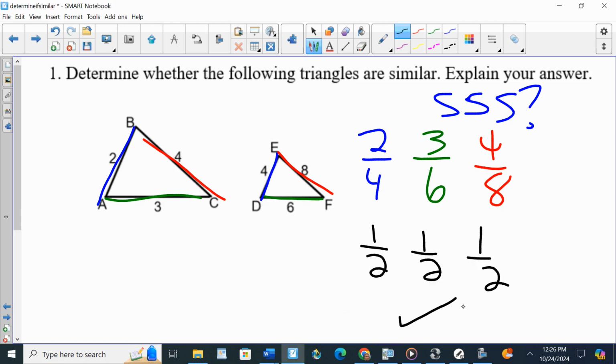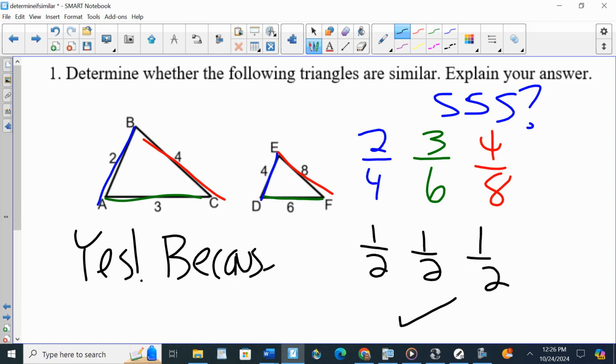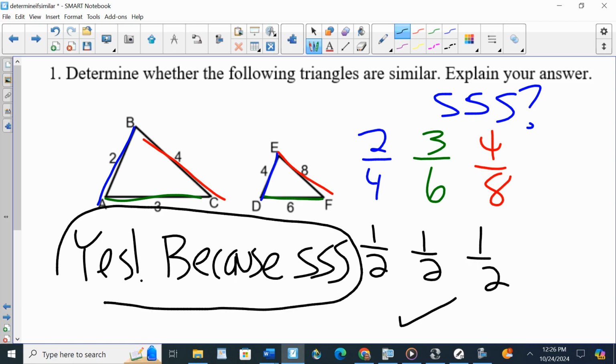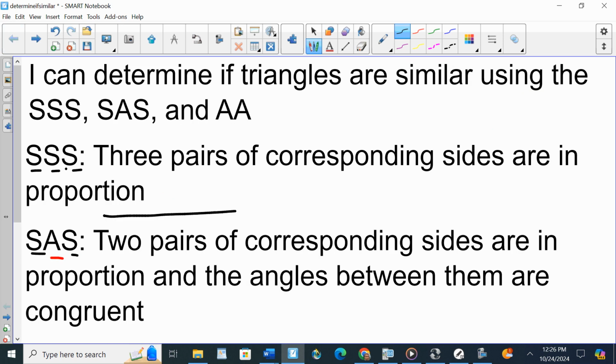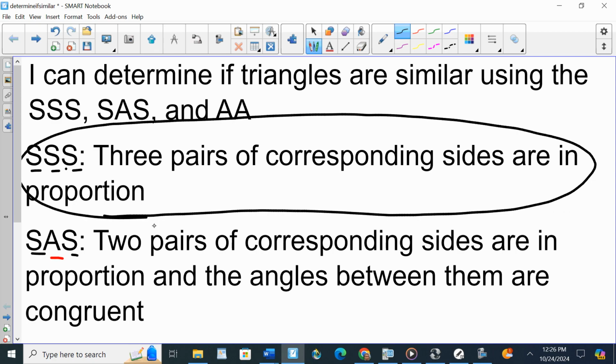Therefore, they're in proportion. Since three pairs of sides are in proportion, yes, the triangles are similar. The short reason is because SSS. The long reason, I'm not going to write it, is what SSS stands for, which is three pairs of corresponding sides are in proportion.